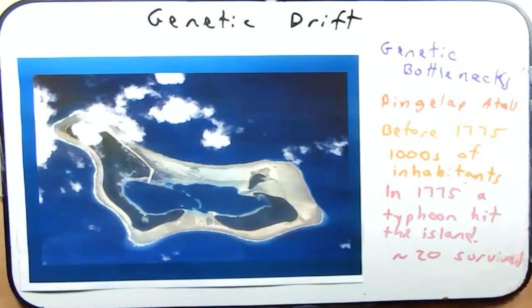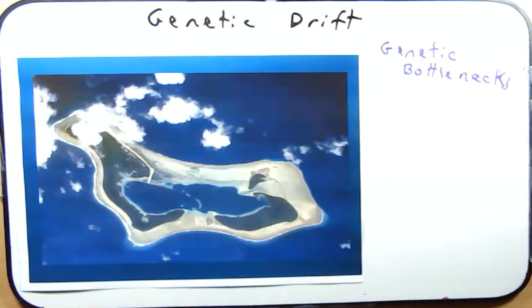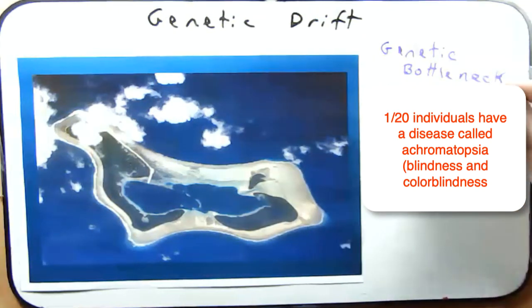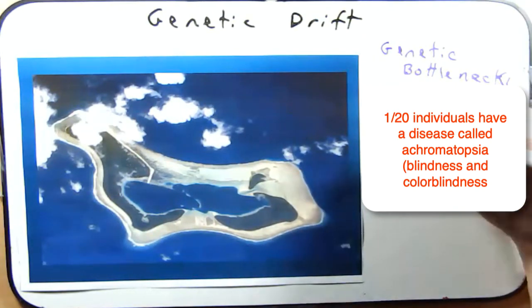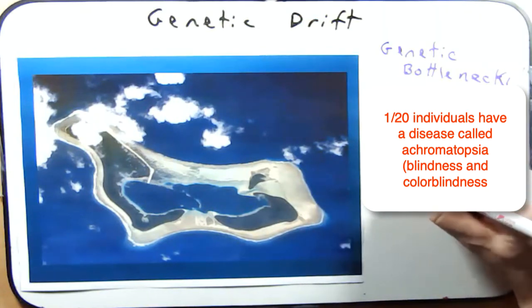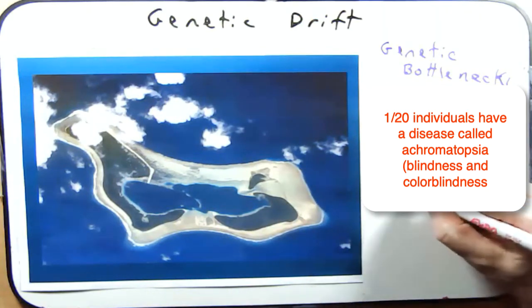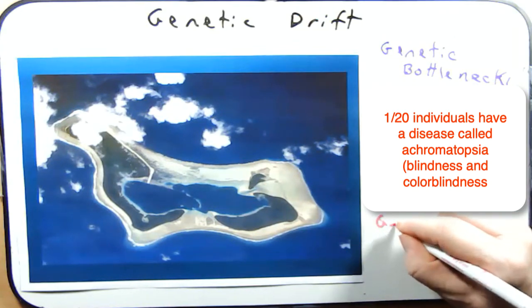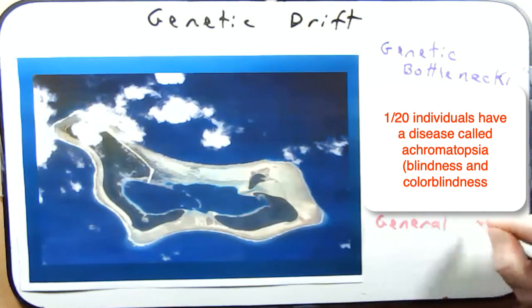But let's talk about these 20 survivors for just a little bit. It turns out that one out of 20 individuals on this island have a disease called achromatopsia. This disease leads to blindness, and before they go blind, they are colorblind. So one out of 20 people on this island have this condition. In the general population all around the world, it's usually about 1%. So I'm going to say general population.